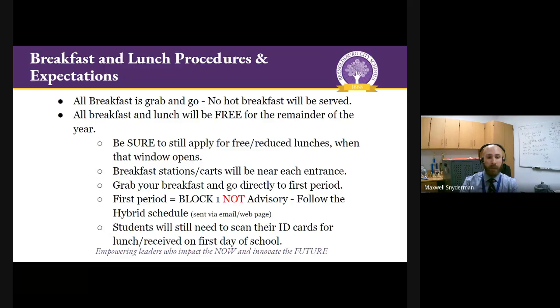So again, students will need to scan their ID cards in order to receive lunch. Those ID cards, we just received them the other day. We are currently placing them in all of the teachers' advisories. So whichever day your student shows up first, whether it be Monday or Thursday, they will receive those during their advisory period that day. If for some reason your student does not receive theirs, please make sure that you reach out to the school and we will get them one as soon as we can.